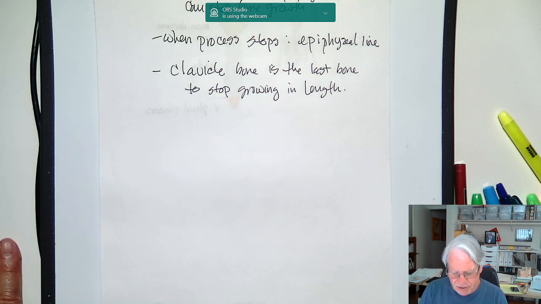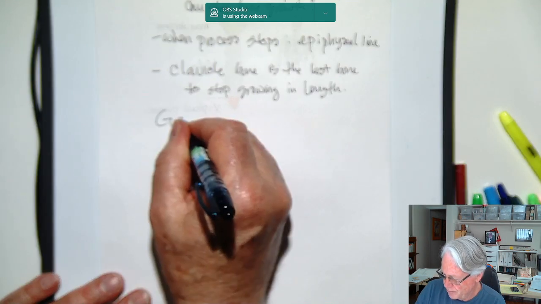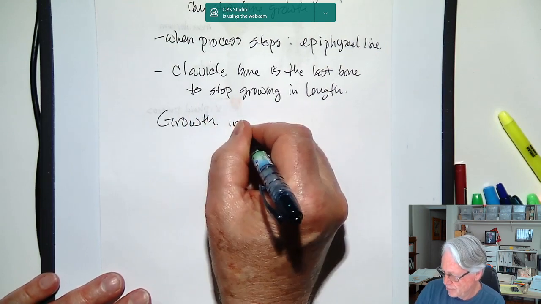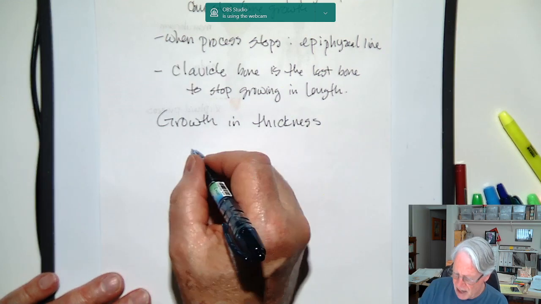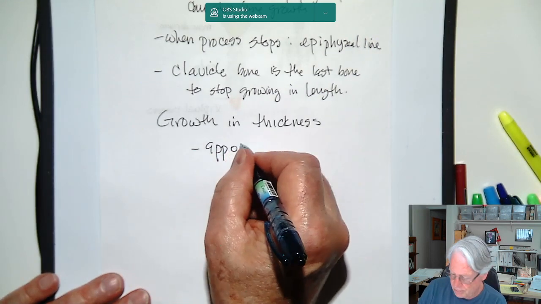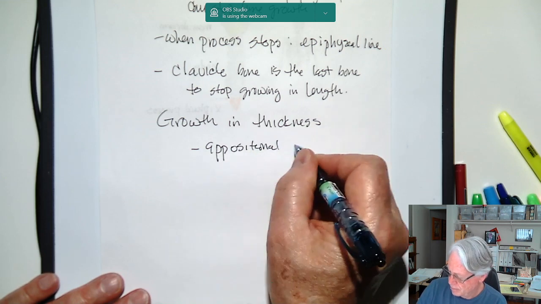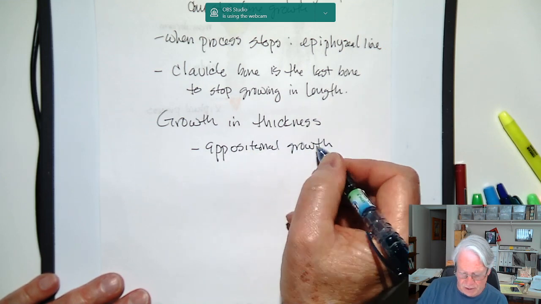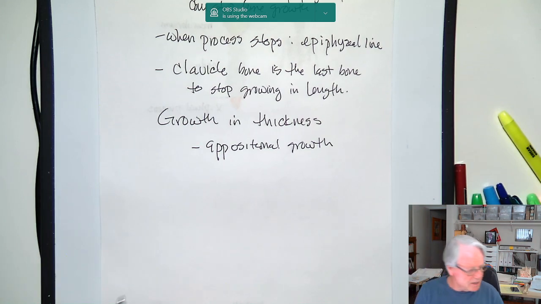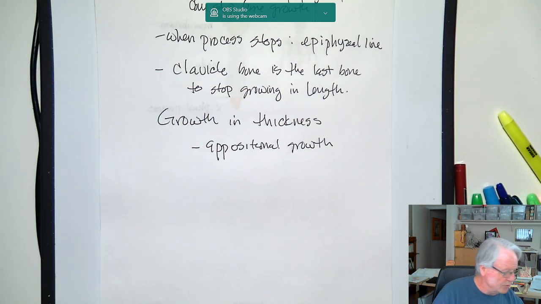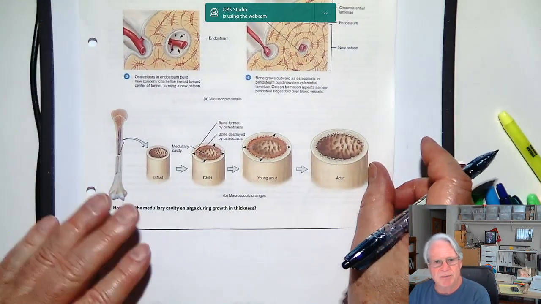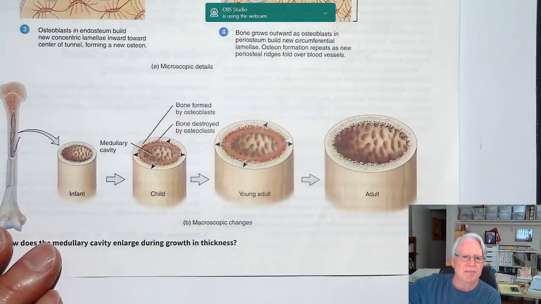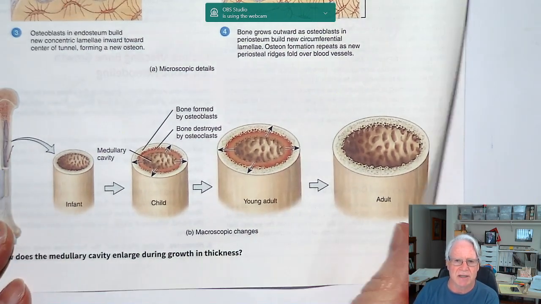Okay, so let's talk about growth in thickness. Which is what? Appositional growth. Okay. So I think that a picture is very enlightening here for us to look at. And what I'm going to show you, again, from your textbook, is this series of pictures right here. And the basic pattern is going to be this.